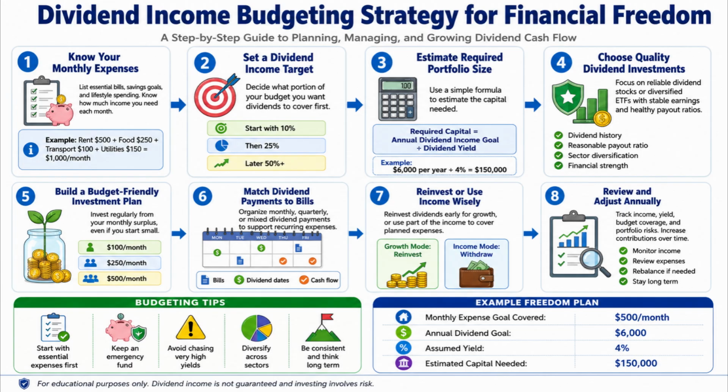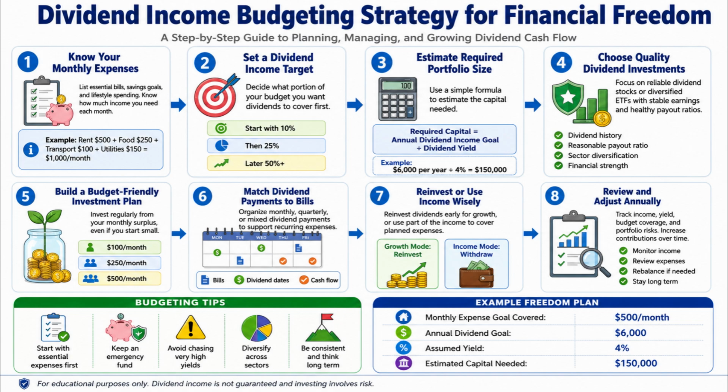Next, set a dividend income target based on the portion of your budget you want dividends to cover. Beginners may start by aiming to cover 10% of their monthly expenses. After making progress, the target can increase to 25% and later to 50% or more. This gradual approach is often more manageable than trying to replace all monthly income immediately.